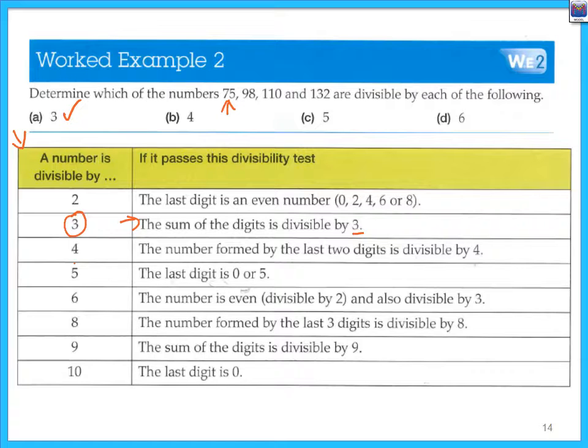Okay, is a number divisible by 5? Is the last digit a 0 or a 5? Yep, so it is divisible by 5. This one, no. That's not a 0 or a 5, so it's not divisible by 5. This one, no. And you can see how we go with this.